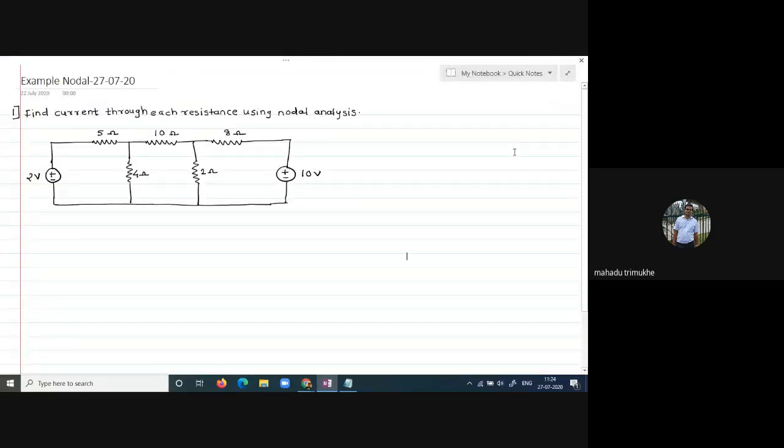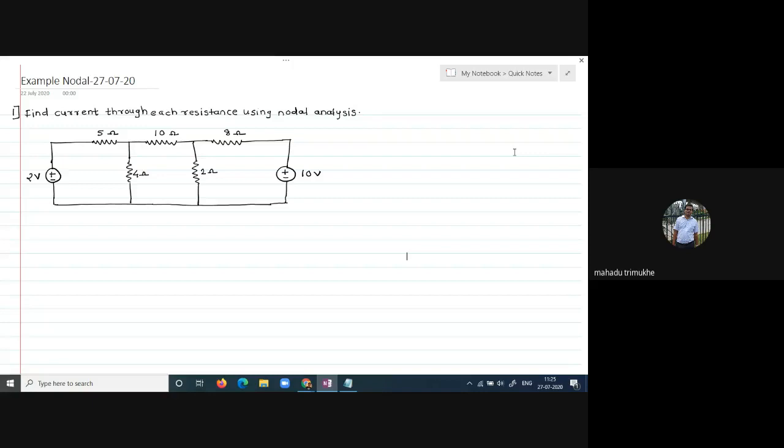This is an example of nodal analysis. Find the current through each resistance using nodal analysis. Our aim here is to find out the current flowing through each resistance by using nodal analysis. So in your exam, an electrical network is given. You have to redraw whatever electrical circuit is given and mark the nodes as well as the currents. That is step number 1. You redraw the circuit and mark the nodes as well as the currents in an arbitrary manner.